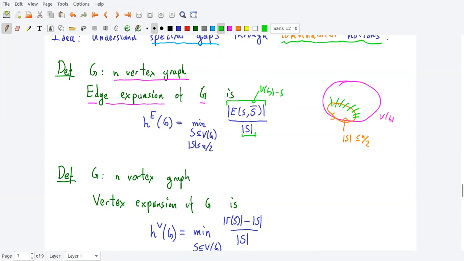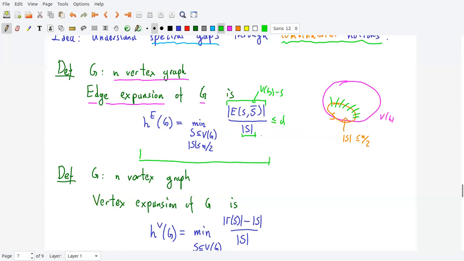Larger sets should have more edges sticking out of them, so you normalize by the size of S. Definitely this is at most d, because from every vertex there can be at most d edges sticking out. But in a random graph, you expect that if you take any subset of vertices, there should still be quite many edges sticking out of it between it and the rest of the graph. And the expander mixing lemma should show you that probably in expanders, this kind of behavior is also preserved. So this is the edge expansion of a graph.